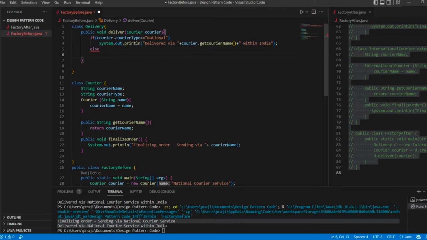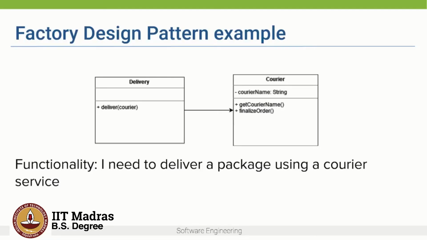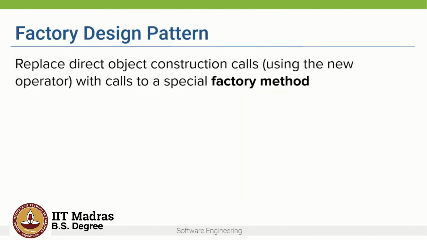So the factory design pattern helps us do that in an effective manner. So let's see how we can do that. So recall that this was our code earlier, right? And I need to extend this functionality to deliver packages internationally as well. So in the factory design pattern, what I will do is I will replace direct object construction calls with calls to a special factory method. Okay, so what does this mean?